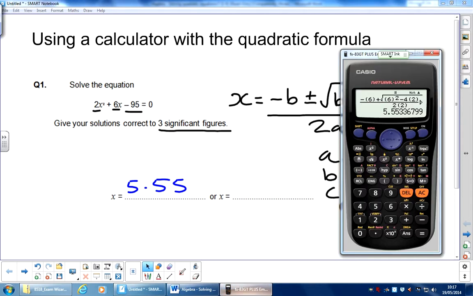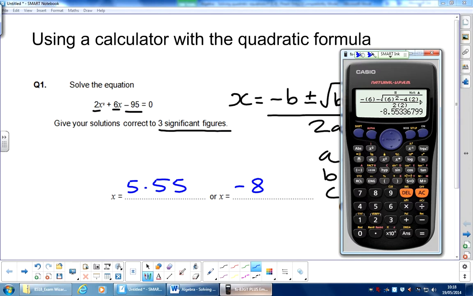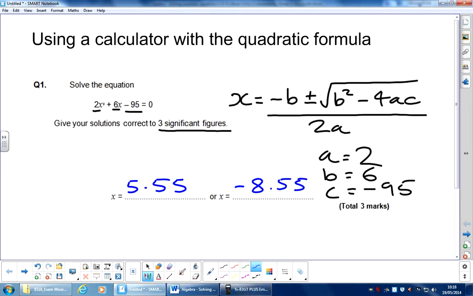Now, to get the second solution, I have to change this sign to a negative in front of the square root. So I can use my cursor buttons, just using the blue circle. And rather than type it all in again, I could just change that to a minus. Again, pressing the SD. And my answer is minus 8.55. I think that's a pretty gettable 3 marks on an exam. Good luck.